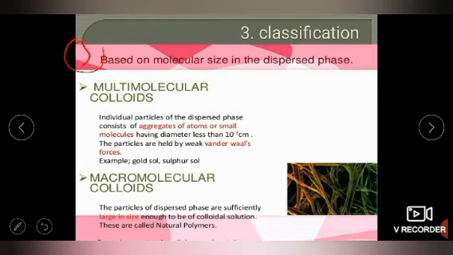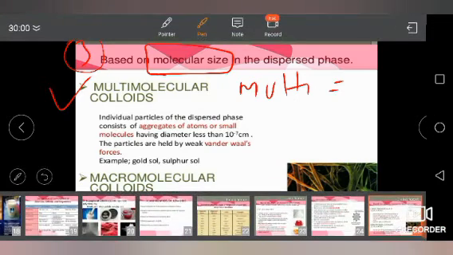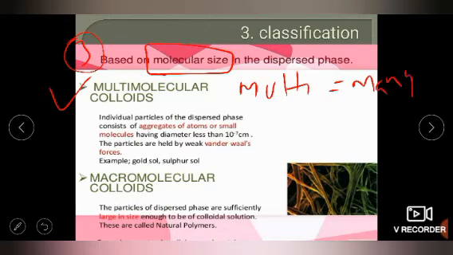Third type of classification is based on molecular size. When we say size, it can be large, it can be small, it can be in a group, it can be single. So multi-molecular, multi means many. This type of colloid is many in aggregation, in groups. Individual particles of the dispersed phase consist of aggregates of atoms or small molecules having diameter less than 10 raised to the power minus 7 centimeter.